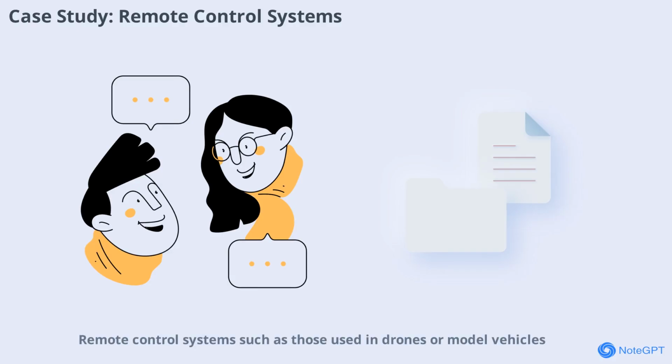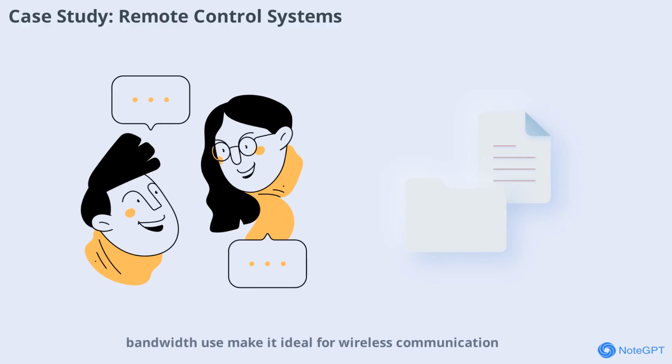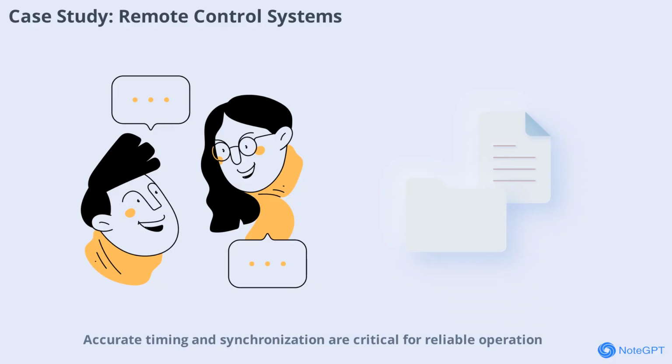Remote control systems, such as those used in drones or model vehicles, often rely on PPM for signal transmission. The technique's resistance to amplitude noise and efficient bandwidth use make it ideal for wireless communication. Accurate timing and synchronization are critical for reliable operation, highlighting the importance of precise system design.